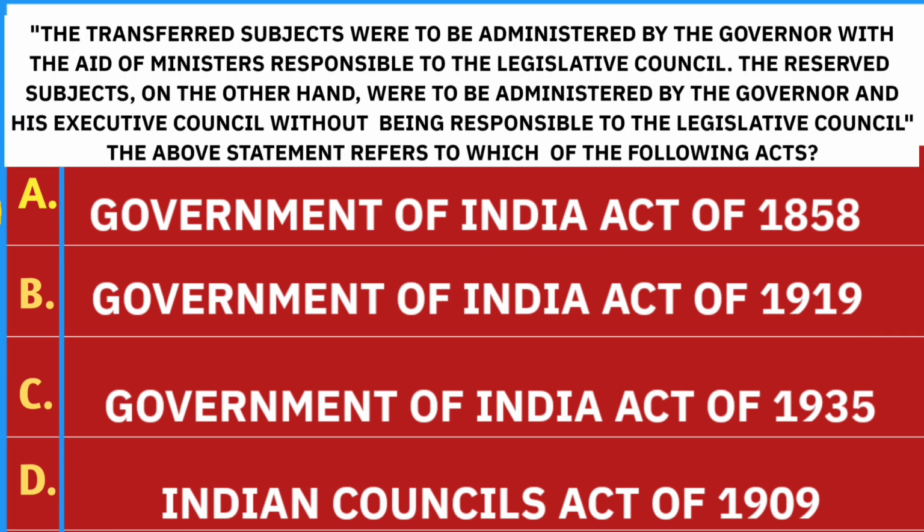The transferred subjects were to be administered by the governor with the aid of ministers responsible to the Legislative Council. The reserved subjects, on the other hand, were to be administered by the governor and his executive council without being responsible to the Legislative Council. The above statement refers to which of the following acts? The right answer is B. Government of India Act of 1919.